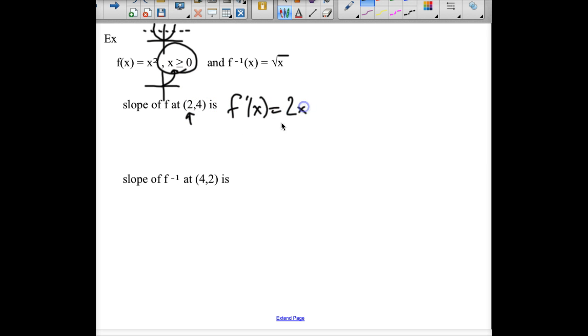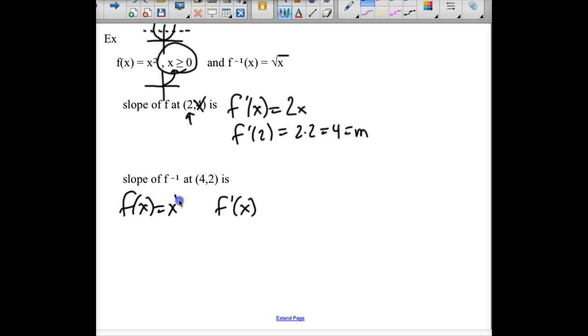So the derivative is 2x, and the slope at 2 is 2 times 2, which also happens to be 4, which is not necessarily this y value. This is the actual slope at the point 2. And the inverse, which they gave us here, the slope of that, we need the derivative. So our original function is the square root of x, and the derivative would be 1 over 2 times x to the -1/2, which is 1 over 2 times the square root of x.